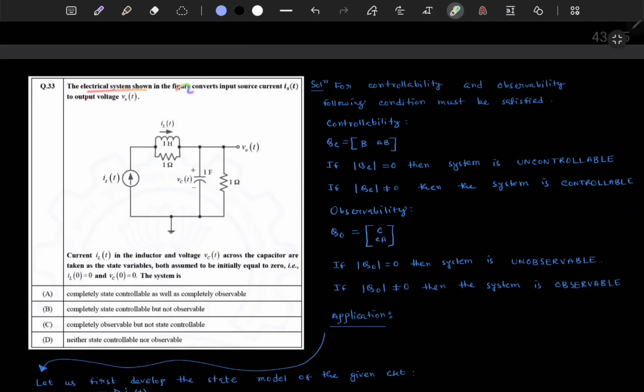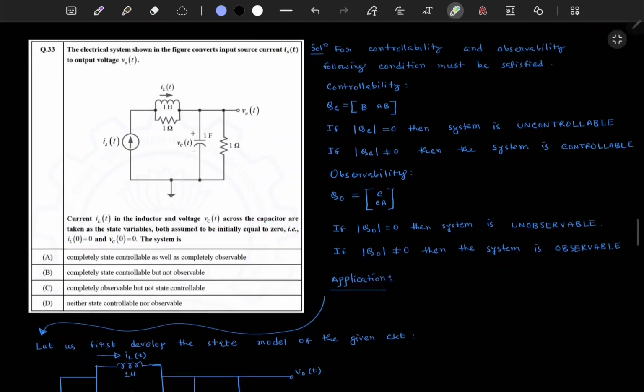The electrical system shown in the figure converts the source current IS to the output voltage. Current ILT in the inductor and voltage VCT across the capacitor are taken as the state variables, both assumed to be initially equal to 0, that is IL0 equal to 0, VC0 equal to 0. We need to check whether the system is completely state controllable, completely observable, or not observable, not controllable.